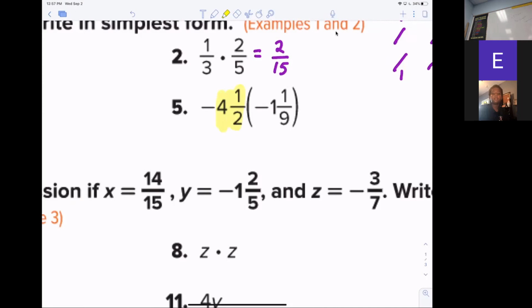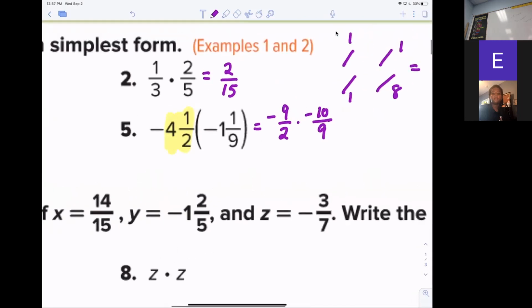So now, do you remember how to do 4 1/2? It would be 9 over 2. Yes. And what's the other one? 10 over 9. Right? You're perfect, of course. Okay. And then two negatives automatically make a positive, so we know our answer is positive.